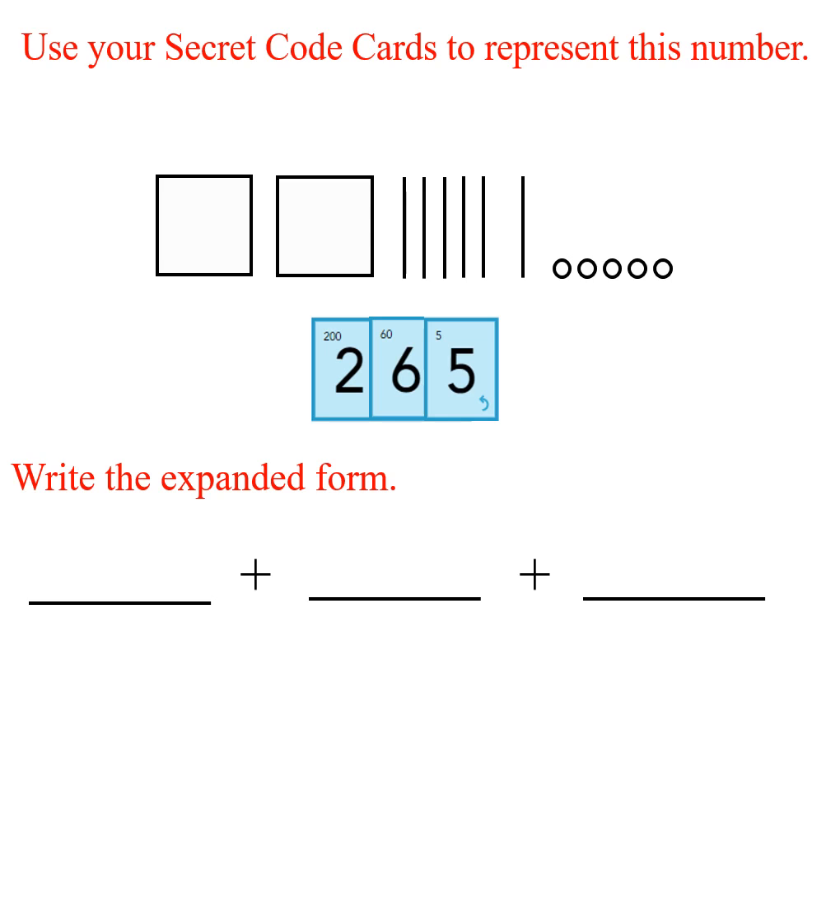Use your secret code cards to represent this number. So in your workbook, you have these blue cards called secret code cards, and you can use those to represent the numbers. So if I see the quick hundreds, tens, and ones, I can also represent that number with those blue secret code cards. So I find my 200 card. I know that 6 tens is the same as 60, and I know my 5 ones is the number 5.